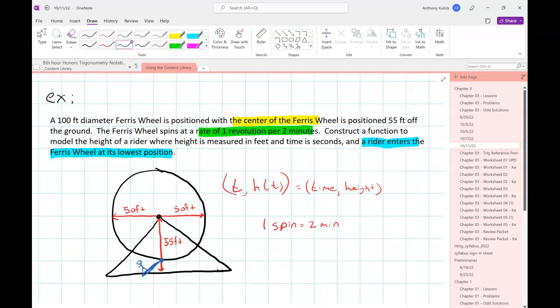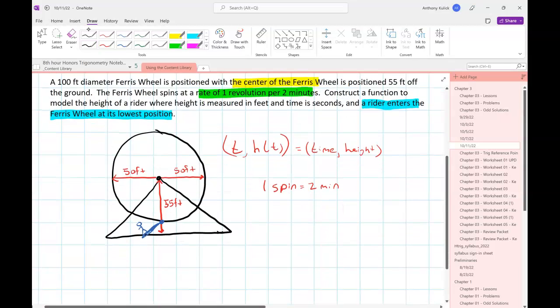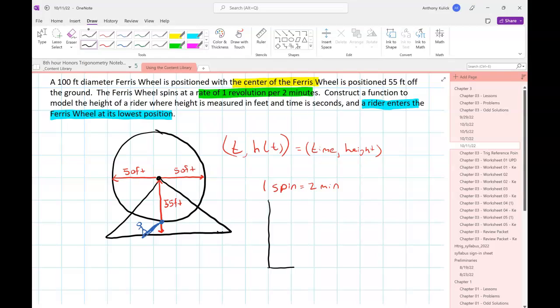Do we see how this is a sinusoid? Let's just kind of talk our way through it so that when I show you the shortcut, it makes sense as to how we're doing it. So let's say that this is our time and height graph. Okay?